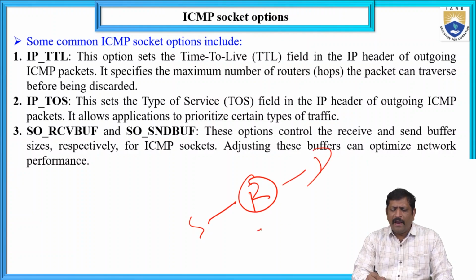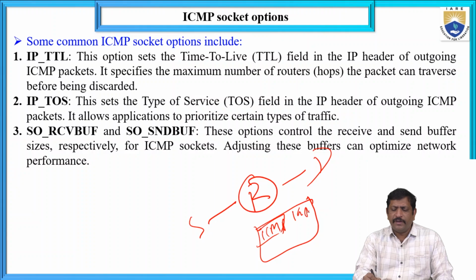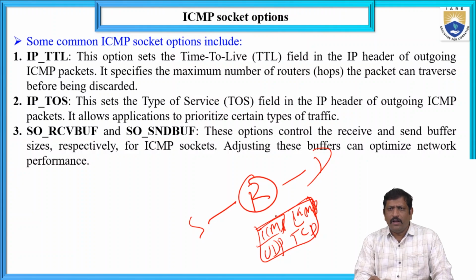Along with the packets, we are utilizing protocols. We use a number of protocols: ICMP is one protocol, IGMP is another protocol, UDP is another protocol, and TCP is another protocol. We attach these protocols to packets, and with the help of these protocols, the packets can be transmitted from source to destination.